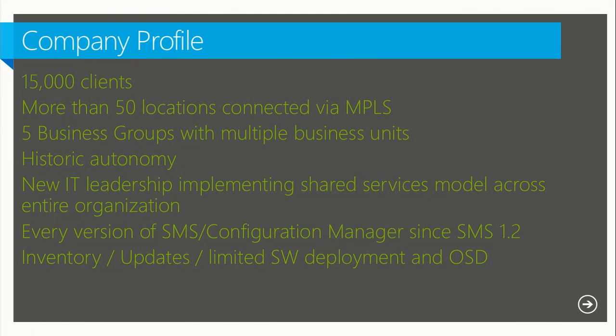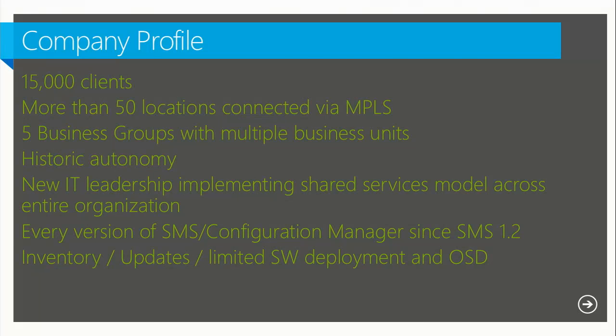A lot of historic autonomy. And so each of the business groups, each of the business units kind of operated separately for a lot of time. A lot of acquisitions led to that. There was new IT leadership that was implementing a shared services model across the entire organization. They said, you are going to operate as one company, and that's how we're going to do it. They had used, at least certain parts of the company had used every version of Config Manager since 1.2. That's a long history.